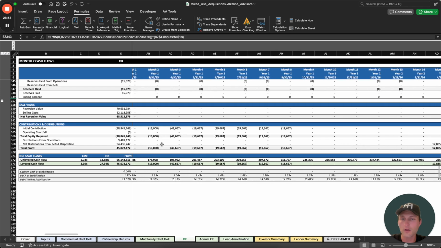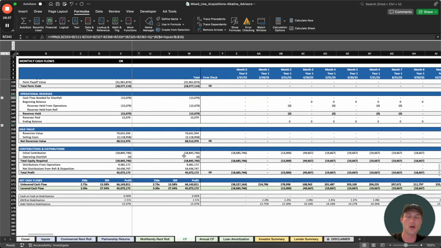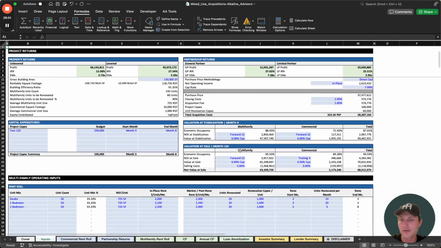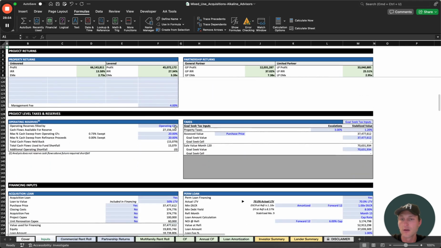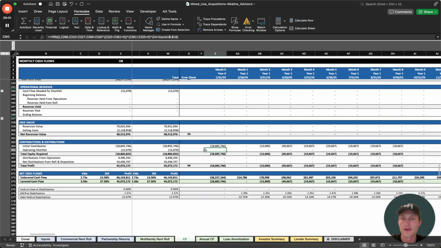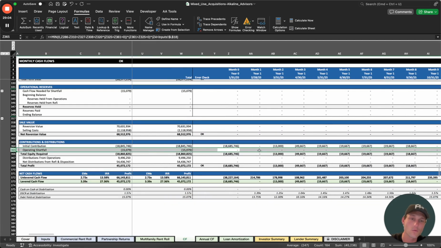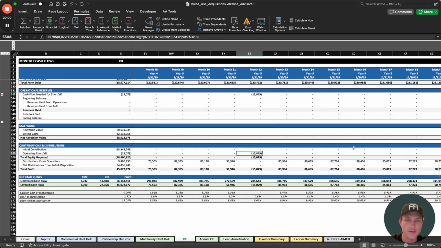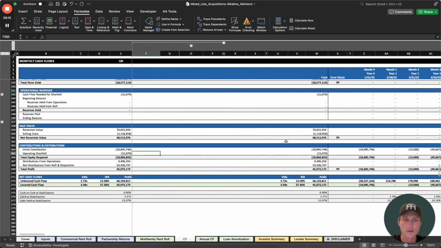Then we break our model out into contributions and distributions. So this is what I was talking about before. We have contributions at an acquisition level. So what are we contributing initially to acquire the asset? And then are there any operational shortfalls? If we go back to the inputs and then go to, for instance, operational reserves, but turn this to equity and go back to the cash flow, then you'll see we have $15,000 worth of shortfall. And that $15,000 worth of shortfall happens in month 52. So we're going to cover that $15,000 worth of shortfall here.